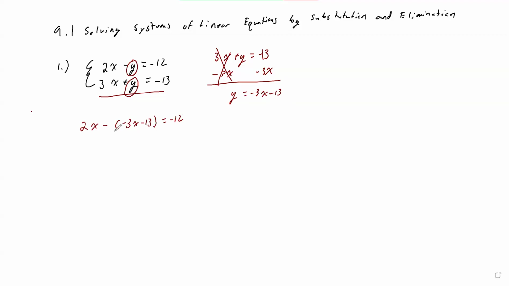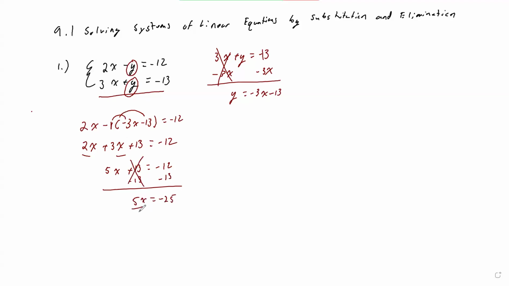So the first thing we're going to do is take this imaginary negative 1, and we're going to distribute this out. So it becomes 2x plus 3x plus 13 equals negative 12. Combine our like terms, so 2x plus 3x gives us 5x plus 13 equals negative 12. And then I'll subtract 13 on both sides. So I get 5x equals negative 25. Then divide by 5, and I get x equals negative 5.